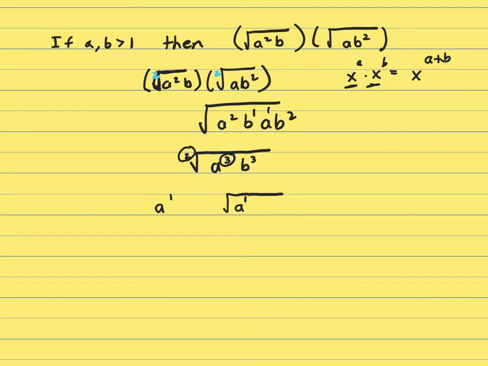Let's do that again. Take the index and divide it into 3. 2 will go into 3 one time, so bring out a b to the 1. But there's a remainder of 1, you got to leave that underneath the radical. So you're left with ab square root ab as your answer.